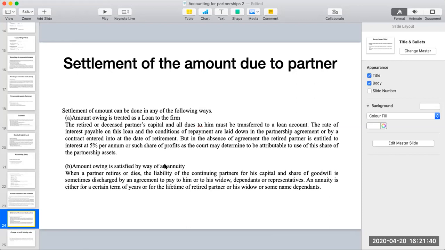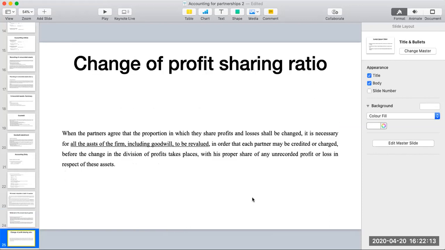Right. The next one is that it is paid by way of an annuity. That means a certain amount during a certain period of time. That is paying by an annuity. Why is this done? In order to minimize the issues that arise as a result of paying this whole amount at once. Right.